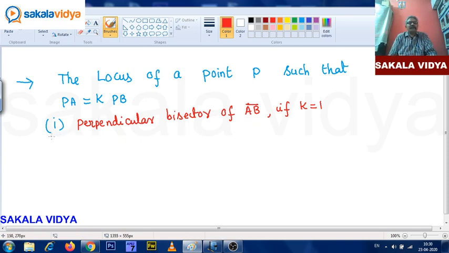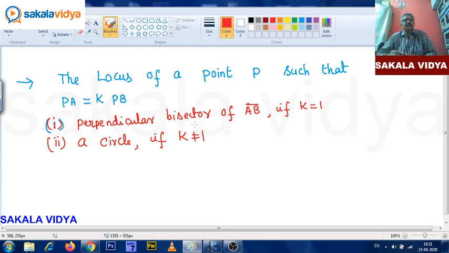So, now the second point, this is the first point we have. Second point, it becomes a circle if k does not equal 1. If k does not equal 1, then the locus of the point P such that PA is equal to k times PB becomes a circle.